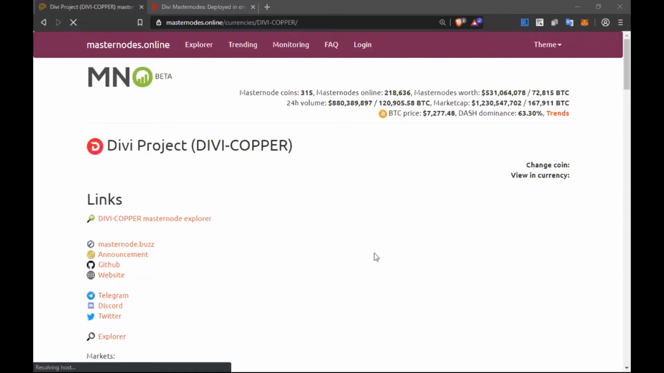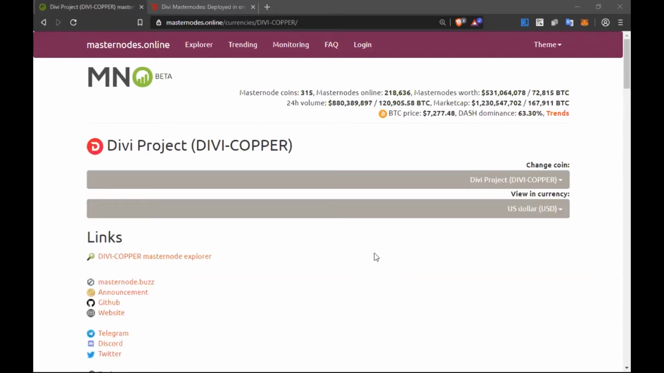So, advantages of a masternode: passive income, which matters for many of us in Africa.